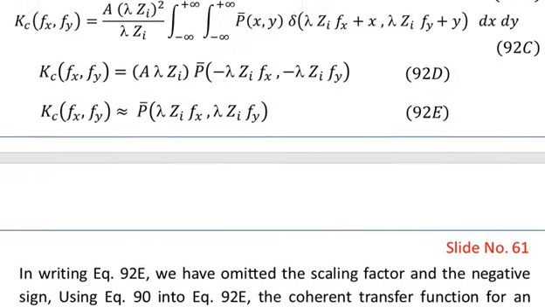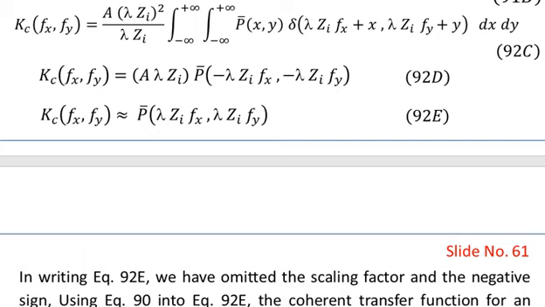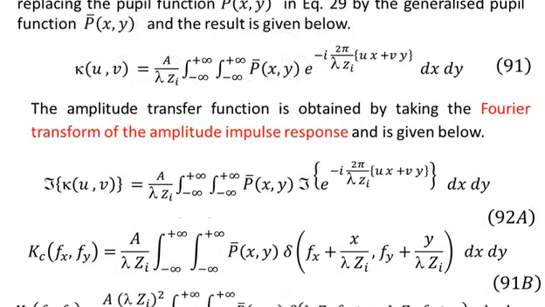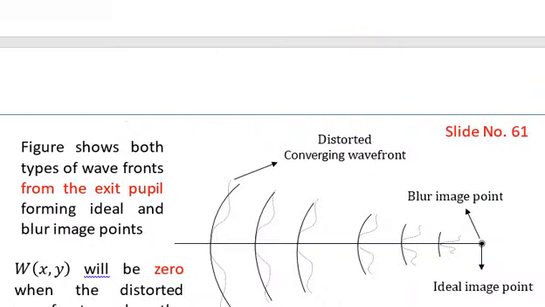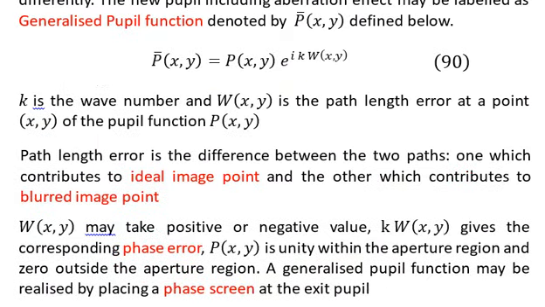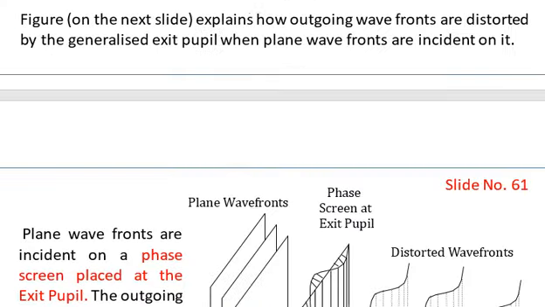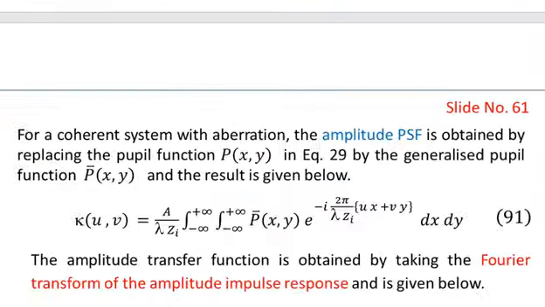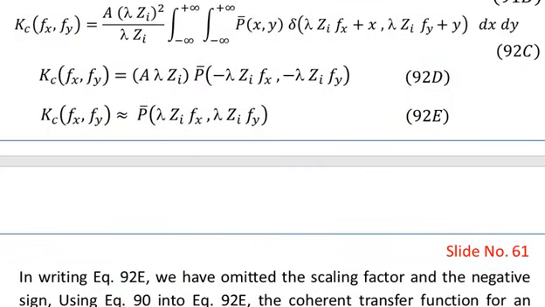Now we have to use the value of P bar, that is we have to use these arguments in the value of P bar. Where is P bar? So let me show. This is P bar in equation number 90. The variables of the P bar, x and y, will be replaced by the arguments which we have achieved after this processing. So we now have the arguments of P bar as lambda zi fx and lambda zi fy, which we shall plug into the equation that I have just shown.